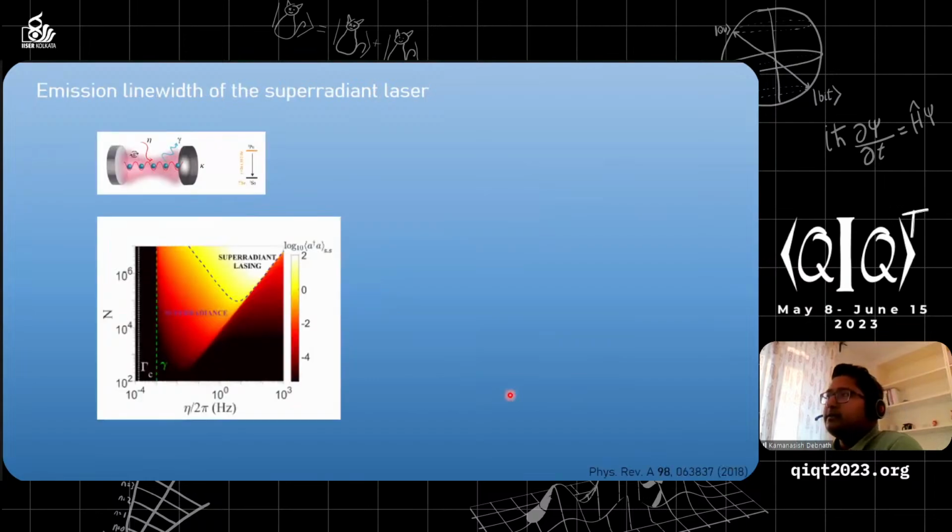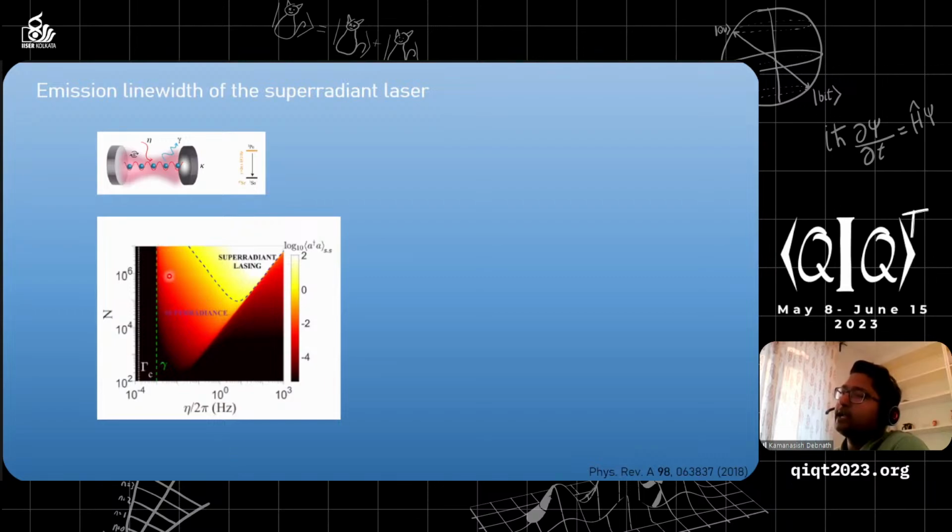Now we are interested in the laser. So what's happening here is we have this eta, which is the pumping, the incoherent pump. And then we have the gamma, which is the individual decay rate, but there will also be a collective decay rate, which is known as the Purcell rate. Here, this is given by gamma C.